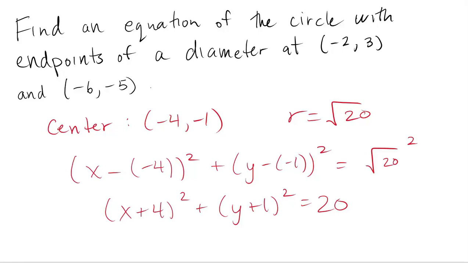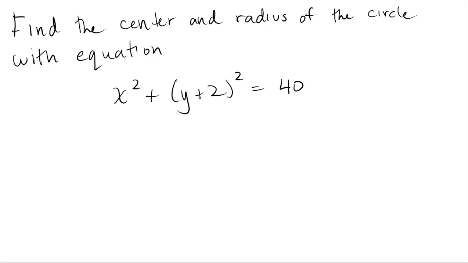Okay, so we've done two problems where we were given characteristics about a circle, and we found its equation. Let's go the other way. Let's take the equation of a circle and find some characteristics of it. Here's a simple example. Find the center and radius of the circle with equation x² + (y + 2)² = 40.